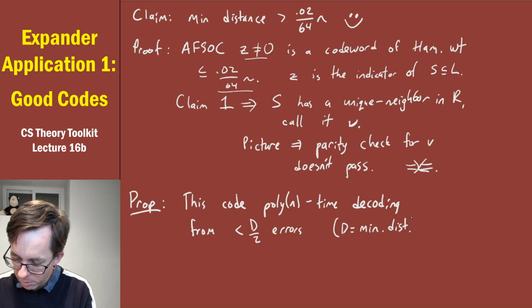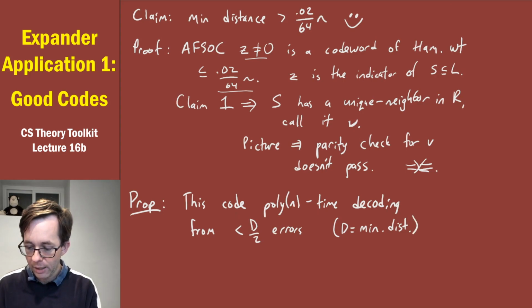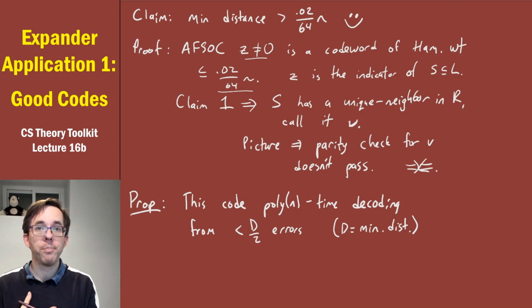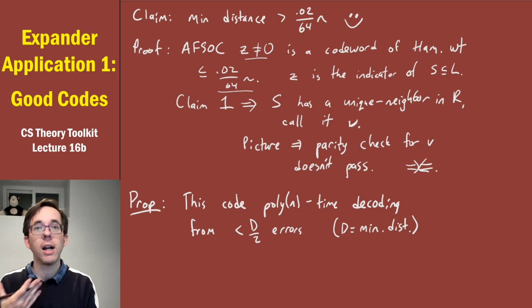Normally you write little d, but we use that for degree in graph. So yeah, this code has an efficient decoding algorithm that takes any received word, which has fewer than minimum distance over 2 errors, and finds the nearest code word.